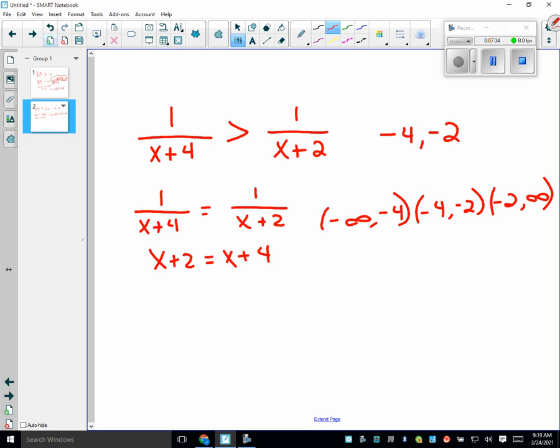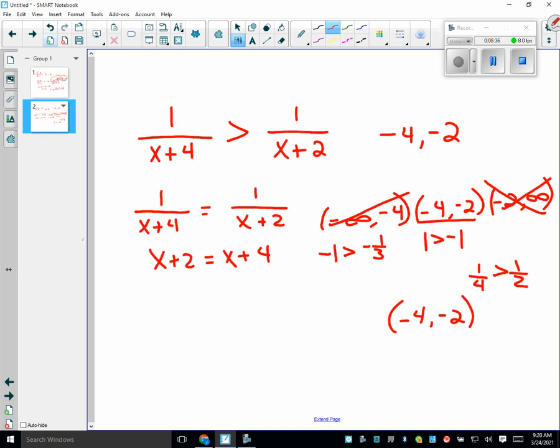All right, what number are we going to use first? Negative 5. Does that make negative 1 greater than negative 1/3? Does that work? Nope. This one I'm going to use negative 3, which is going to give me 1 is greater than negative 1. So this works. What are we going to use on the last one? 0. So 1/4 is greater than 1/2? Doesn't work, does it? So my answer is negative 4 to negative 2. Does that make sense to you all?